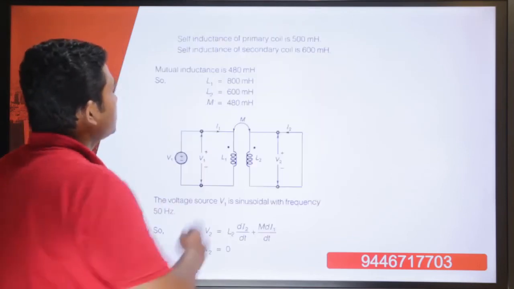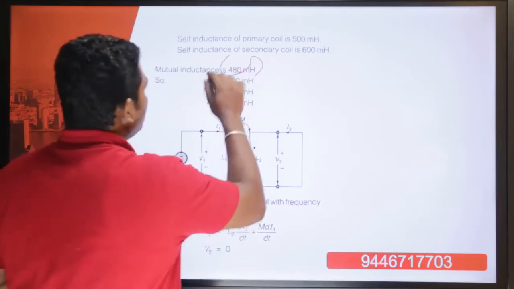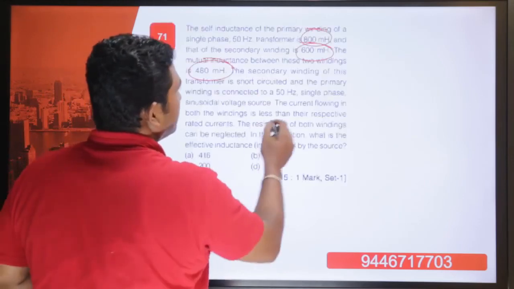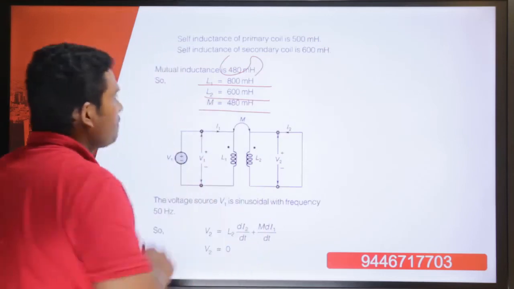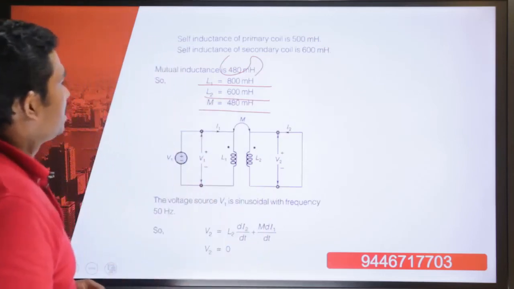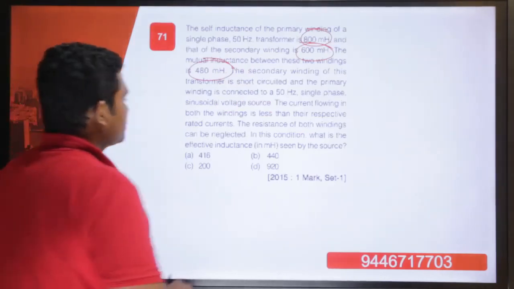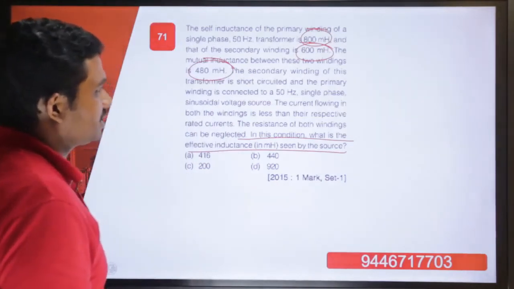It will take some more time for you to prepare yourself. So the mutual inductance is given as 480 millihenry. So we are going to put these values into variables. So the self-inductance is 800, 600, 480. So 800, 600 and 480. Okay. So this is the arrangement. Now what is asked? We want to find out in this condition what is the effective inductance seen by the source is what is the question. Effective inductance seen by the source.